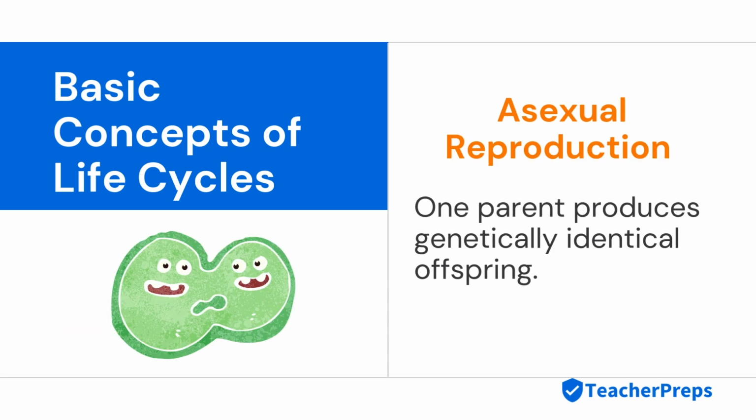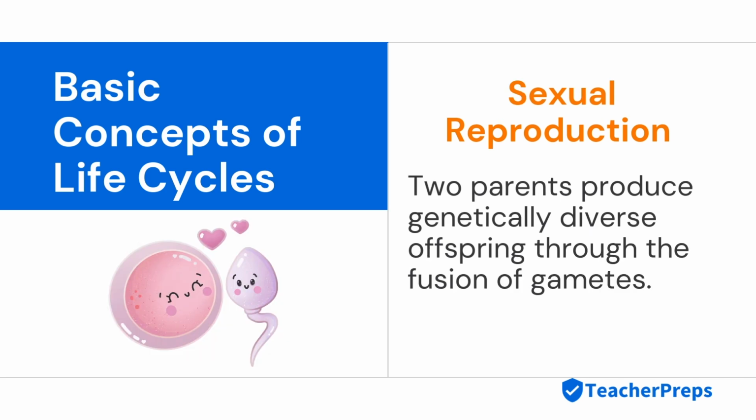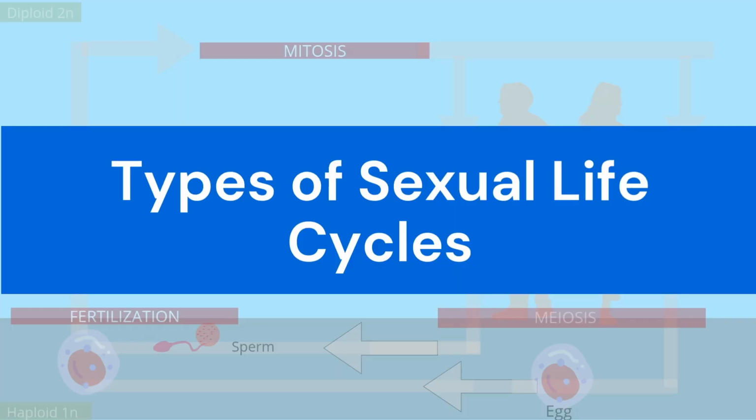We also have asexual reproduction, where one parent produces genetically identical offspring, such as bacteria dividing, while sexual reproduction is when two parents produce genetically diverse offspring through an egg and sperm. Here are the types of sexual life cycles that you will want to be familiar with for your upcoming exam.